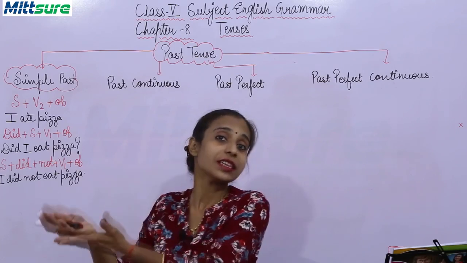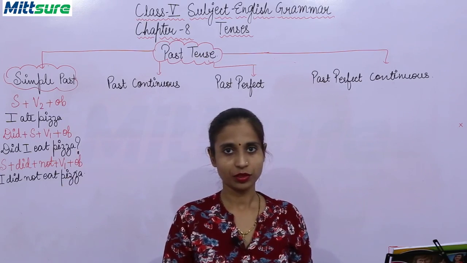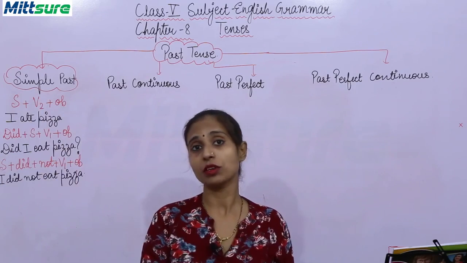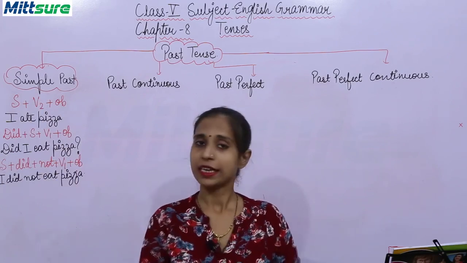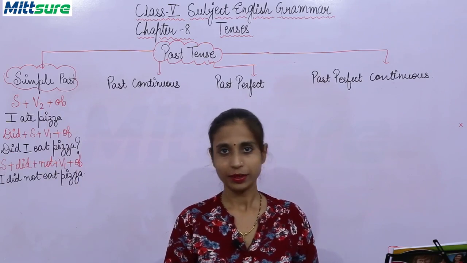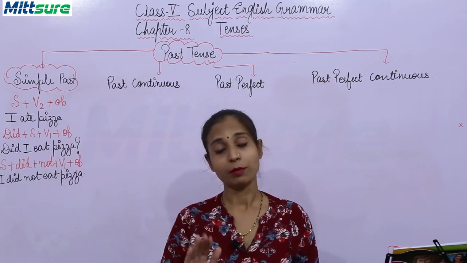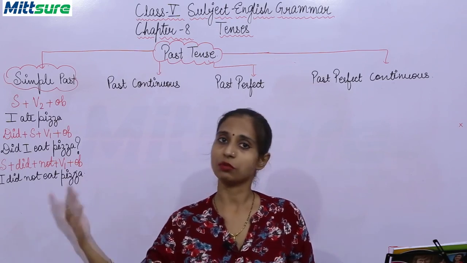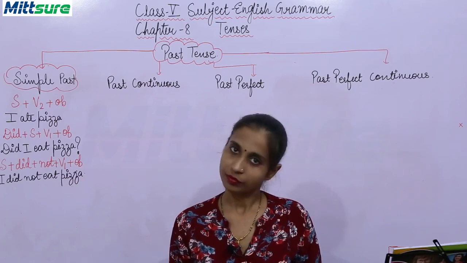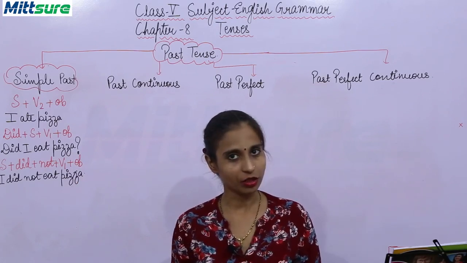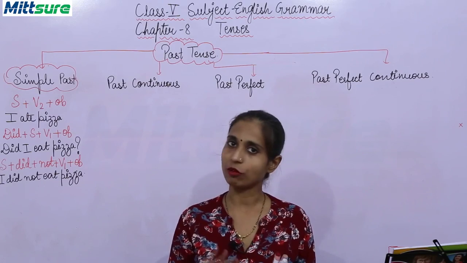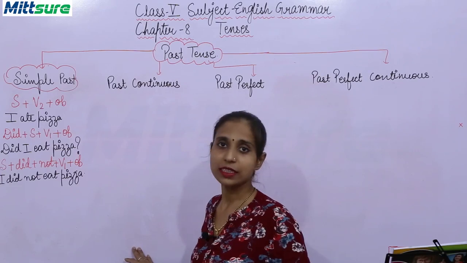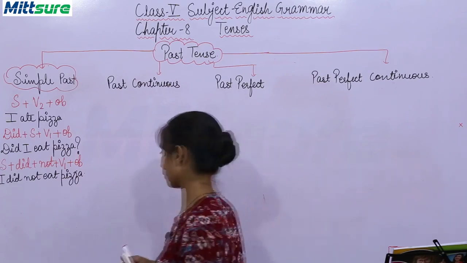I was teaching present tense to you. That means in the past, at some time, this work was in continuation, but now it has come to an end. Presently it is not going on, but at some point in the past this work was in continuation. I hope you have understood the meaning. I have also given you the example. Now let us see the formula for past continuous.